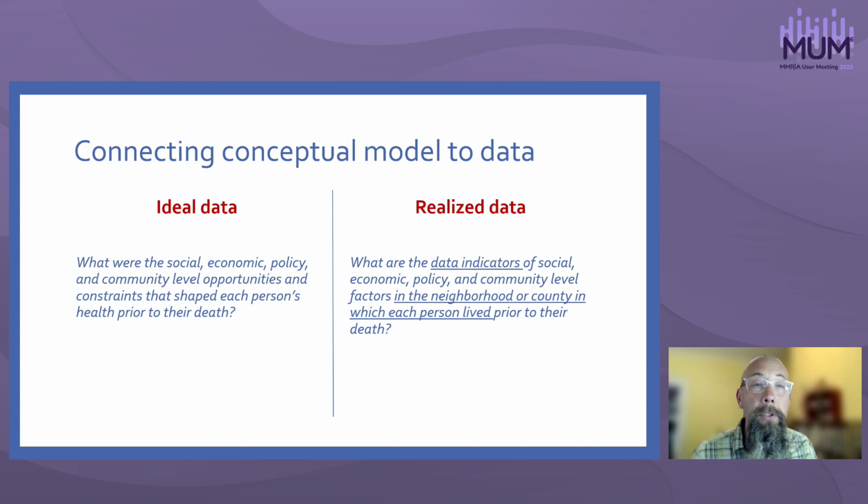What the dashboard helps you do is something that's close to that. It provides data indicators of the social, economic, policy, and community level factors, but it's specifically in the neighborhood or the county in which each person lived. The distinction I'm drawing there is we don't know for certain, for example, if there are a small number of healthcare providers in this person's county. That doesn't tell us for certain that that person didn't have access to care. What it tells us is that that person lived in an environment where there's less than the optimal amount of care available.